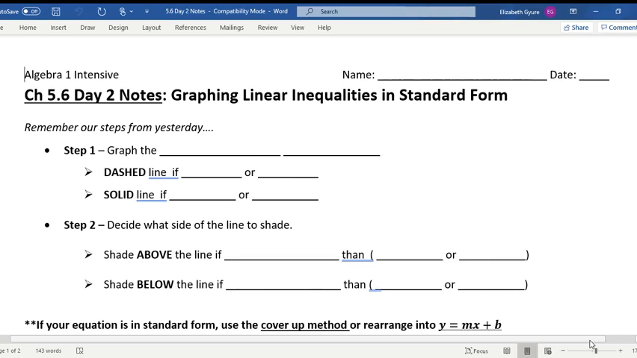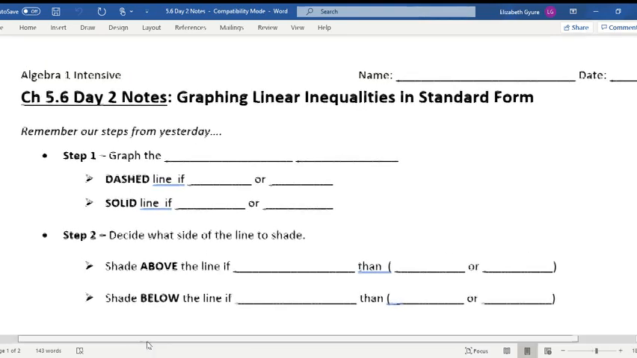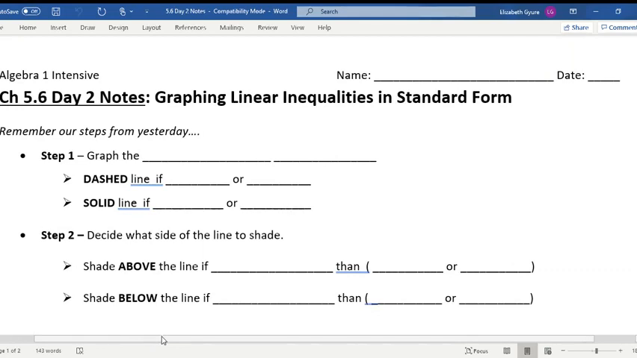Okay. All right. So 5.6, day 2, we're going to be graphing linear inequalities in standard form. We have graphed in standard form. It's been a little while, so we might need to review that a little bit. But what we do today is very similar to what we did yesterday. So remember, we had a few steps from yesterday. This is when we were graphing our lines, and then we shaded on one side or the other, and we had to decide if our line was dotted or solid.